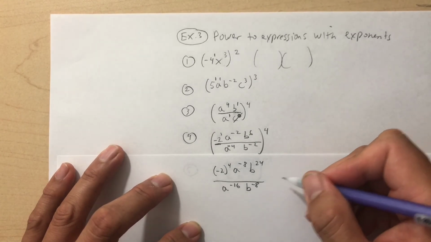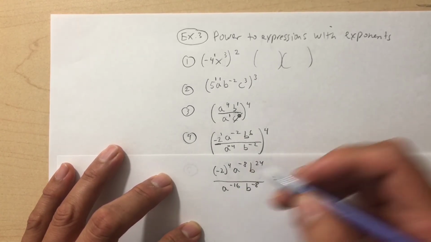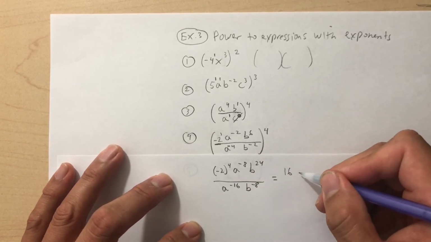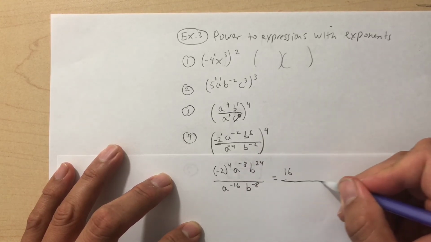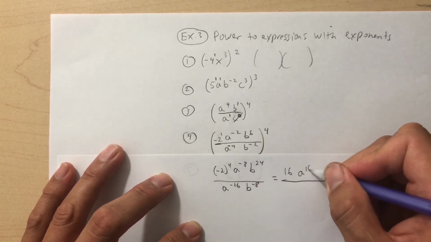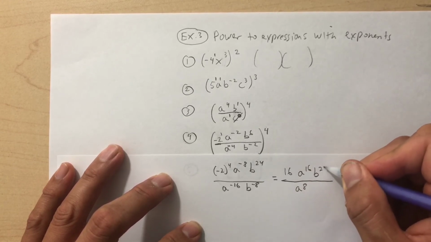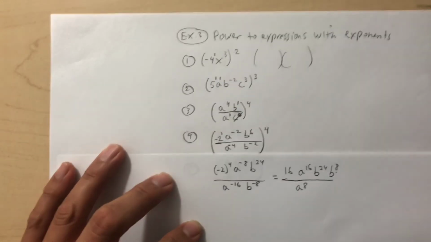Let's go ahead and move all the exponents. This one here gives me negative 2 times negative 2 times negative 2 times negative 2. That gives me 16. This one moves down, this one does not. So let's go ahead and flip them real fast here. Let's rewrite the fraction first, my bad. A to the 16th, a to the 8th, b to the 24th. Move this guy up, get b to the 8th.